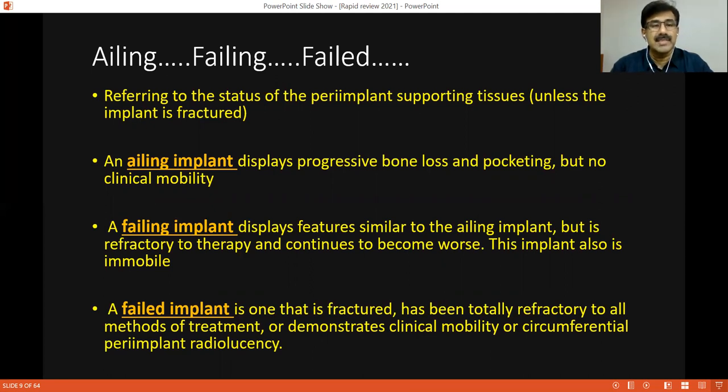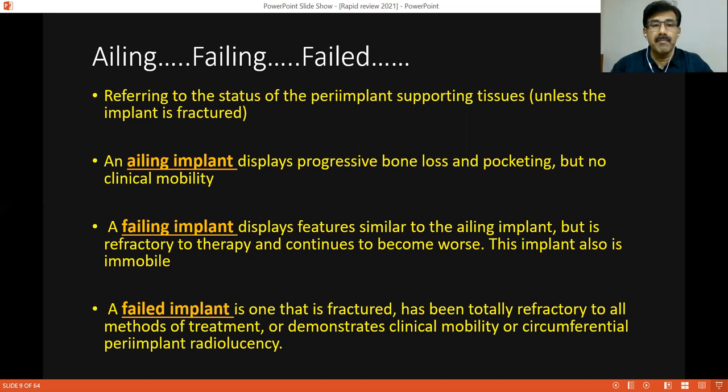But what is a failing implant? A failing implant is similar to an ailing implant, but the problem is this implant is refractory to any form of treatment that you give. In spite of any treatment that you give, the condition worsens, and over a period of time, you lose that implant. So that is a failing implant.